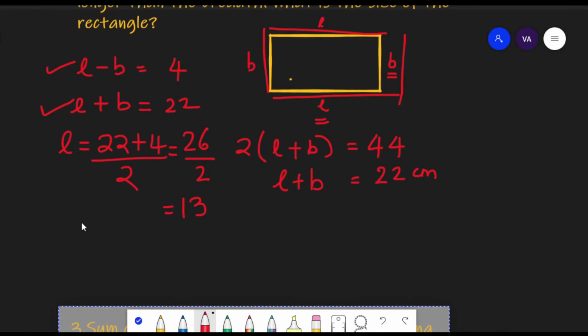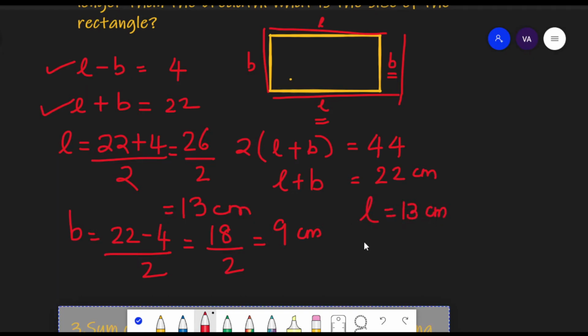And now what is the breadth, which is the smaller number? Definitely it will be sum, that is 22, minus difference, that is 4, divided by 2. We have to subtract the difference from the sum. So 22 minus 4 is 18. 18 divided by 2 is 9 centimeters. So here we have length equal to 13 centimeters and breadth equal to 9 centimeters.